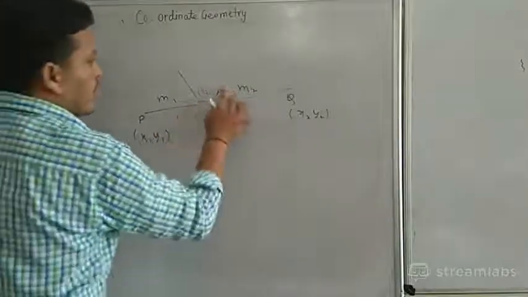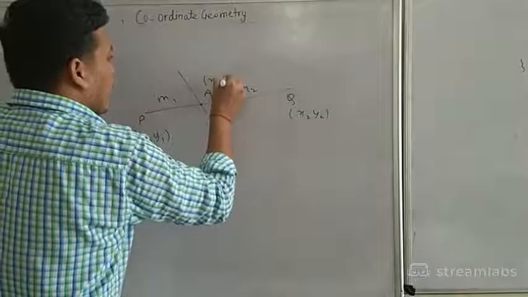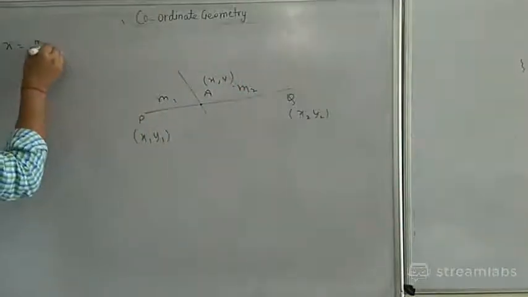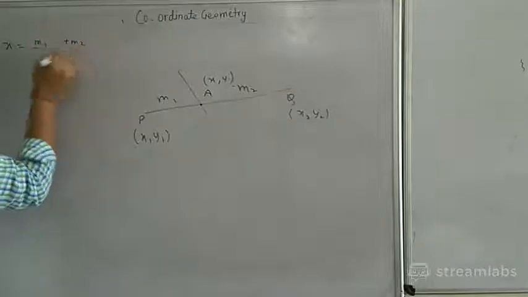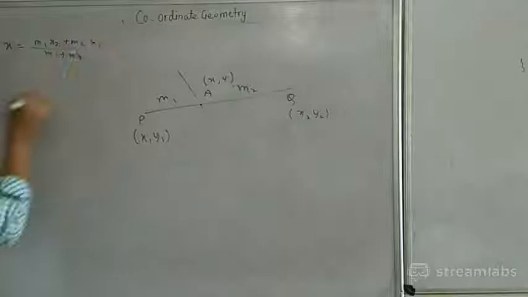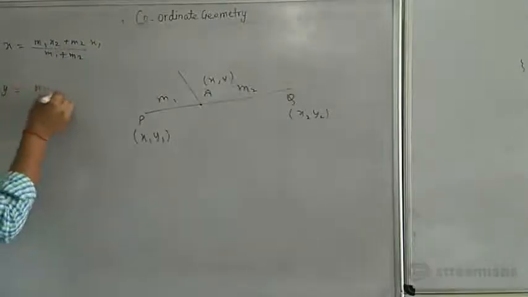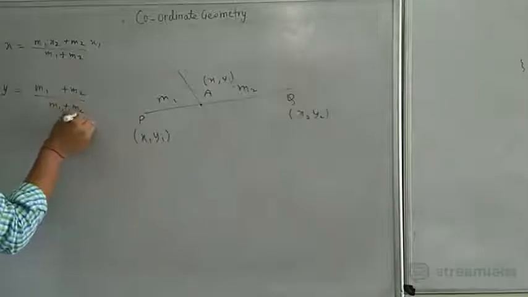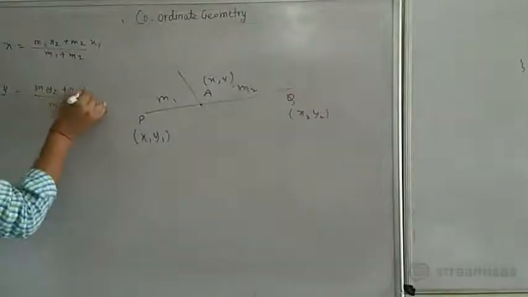So this point we can represent by x comma y. So what is the value of x? x is equal to, as I just told you, m1 plus m2 upon m1 plus m2. Here will be x2, here will be x1. Y is equal to again m1 plus m2 upon m1 plus m2. For y, here y2, here y1.